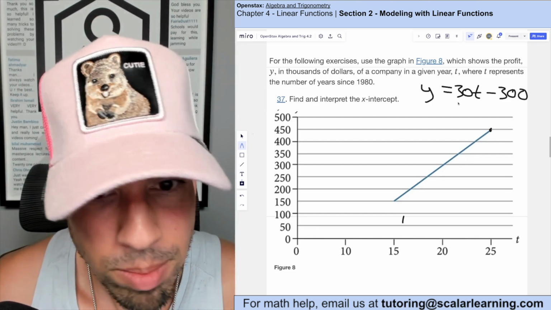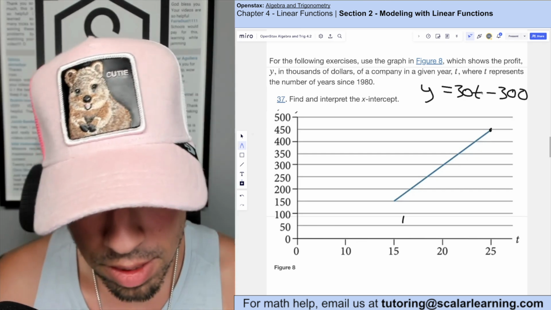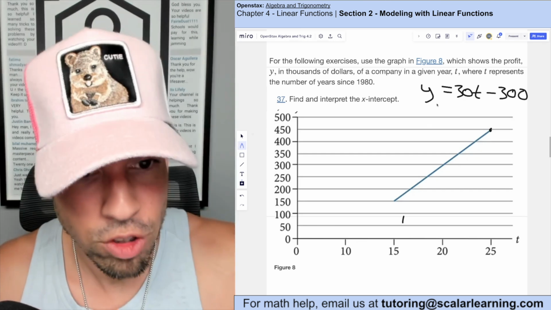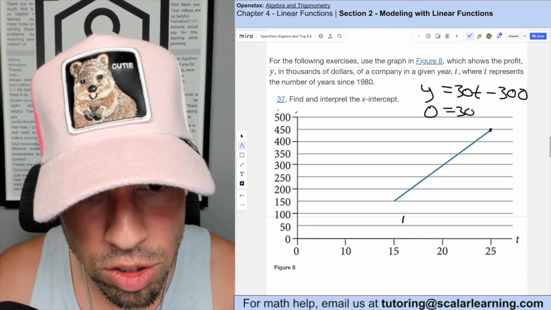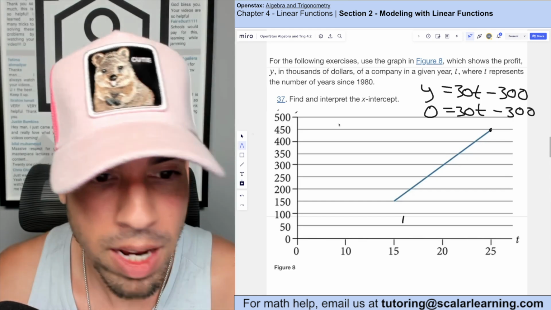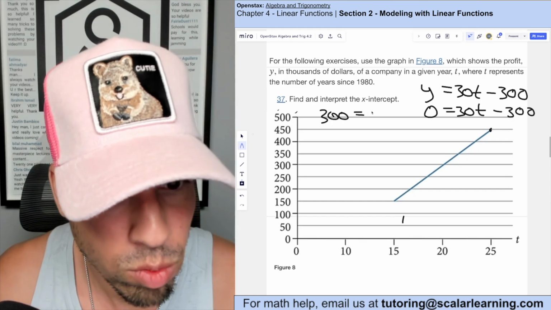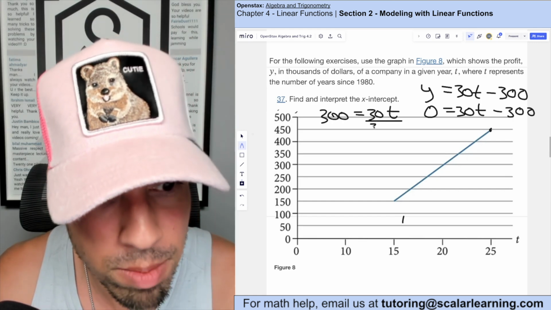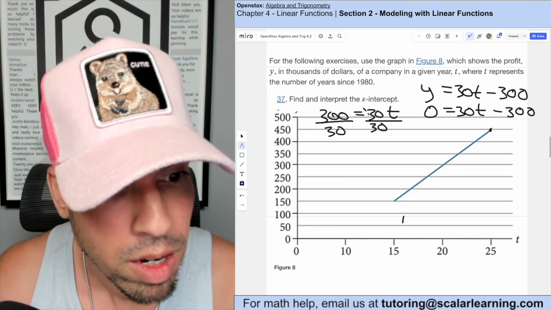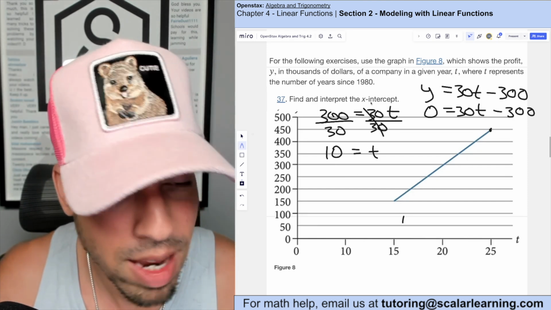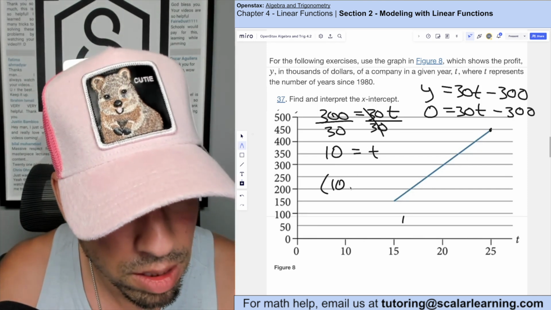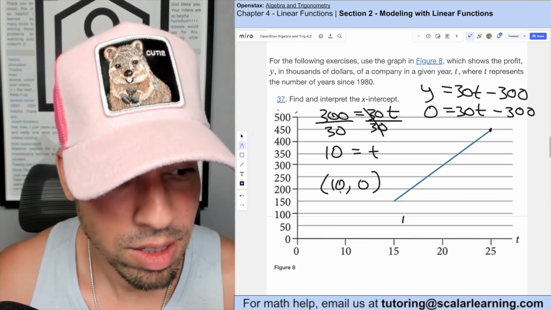So the x-intercept is the value of t, or x, in a normal y-x situation when the y value, the function value, is set to 0. So we're going to set that to 0 and we're going to solve for t. So I'm going to add 300 to both sides equals 30t, and then I'm going to divide by 30, and we get t equals 10. And so there is my x-intercept or t-intercept. It's 10. So again, 10 means the number of years since 1980.